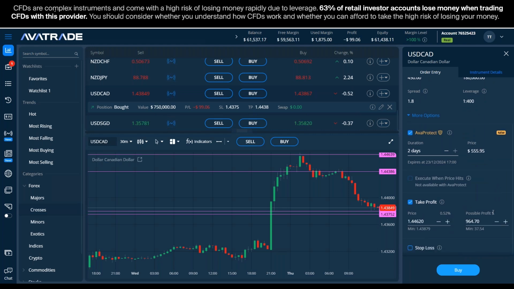But look at the possible profit now. If I go to 144.63, my possible profit is almost double what I'm paying for the protection. Okay, paying for protection less than 1%, potential profit about 1.8%, something like that, 1.7%.